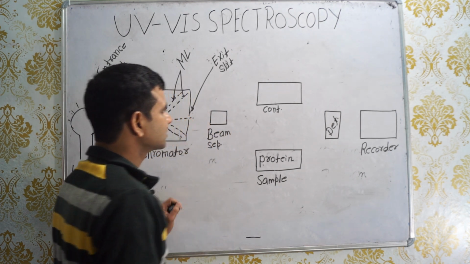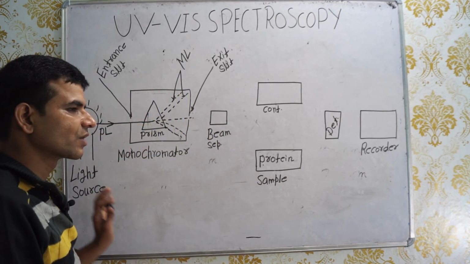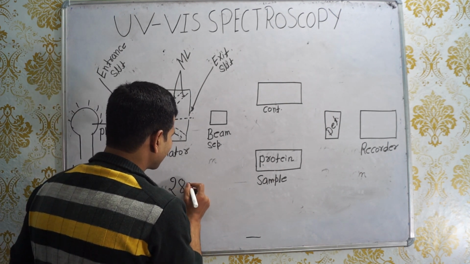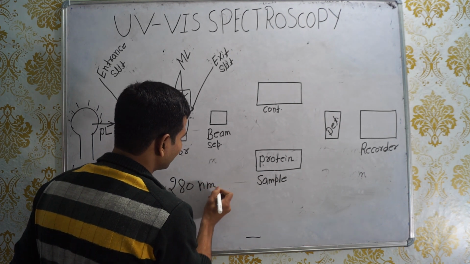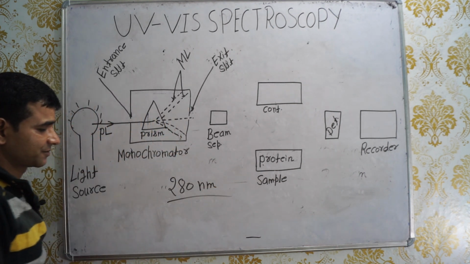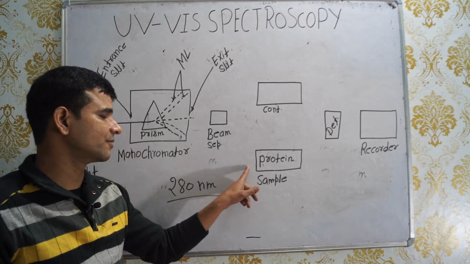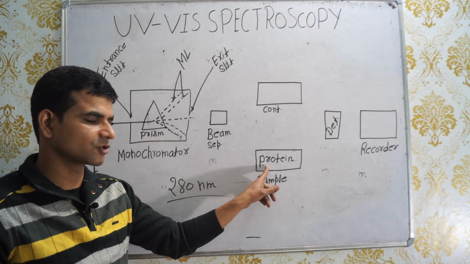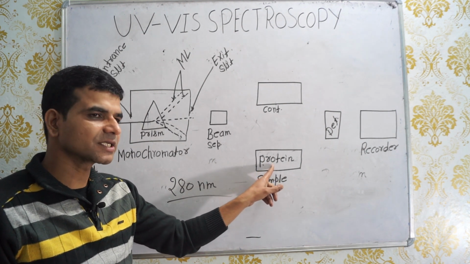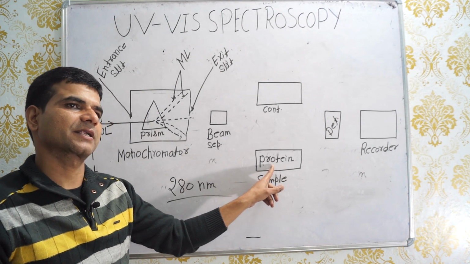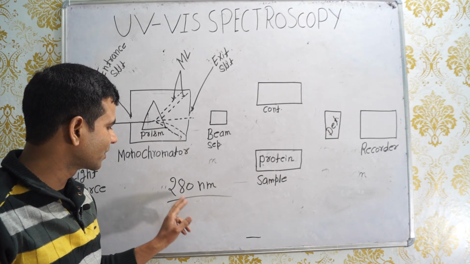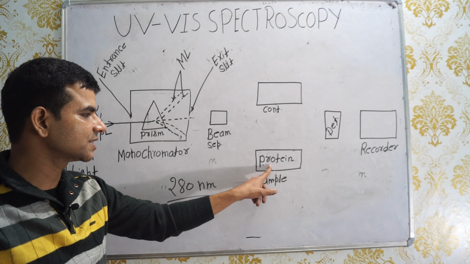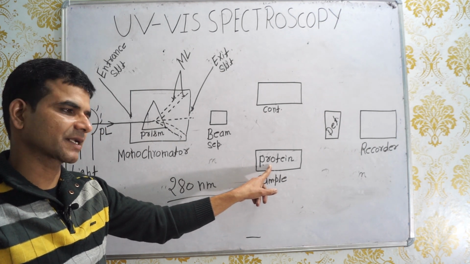If you think about protein, then protein absorbs the light of only 280 nanometer wavelength. It means if light of another wavelength would be given to the sample, then the protein present in the sample will not absorb that light. But if light of only 280 nanometer wavelength is given to the sample, then the protein present in the sample will absorb that light.